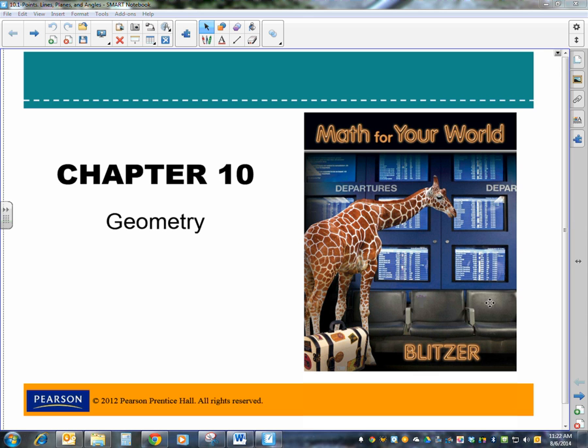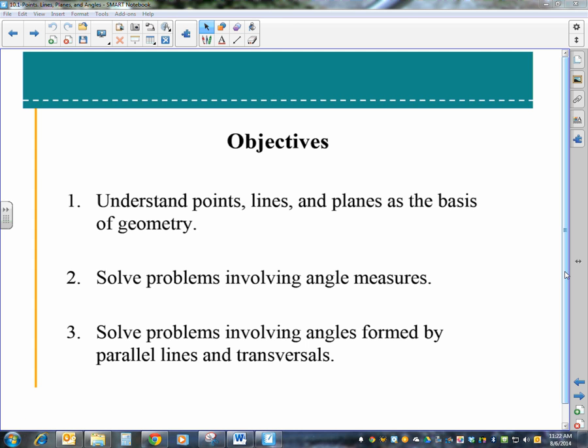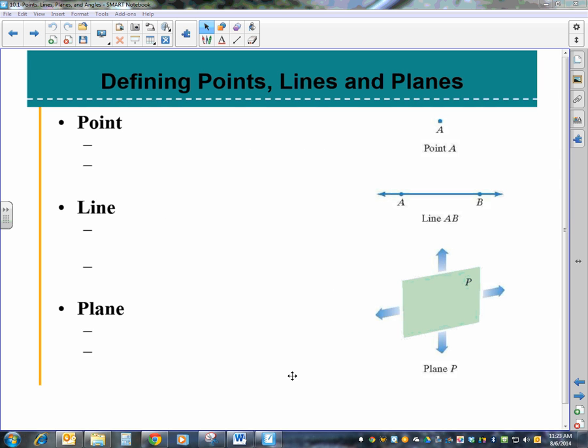Okay, chapter 10 in our book talks about geometry. And if you remember from your last year in geometry, there's a lot of vocab to start that off with. So, the first couple of slides, we're going to review what you learned last year in geometry. This particular section, points, lines, planes, and angles. We are going to review the vocab, as I said, and then we're going to solve some problems involving angle measures and then those involving angles with parallel lines and transversals.